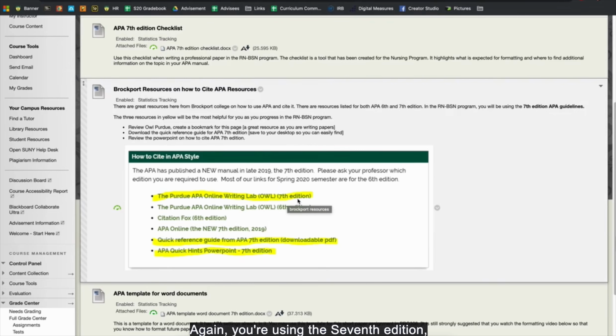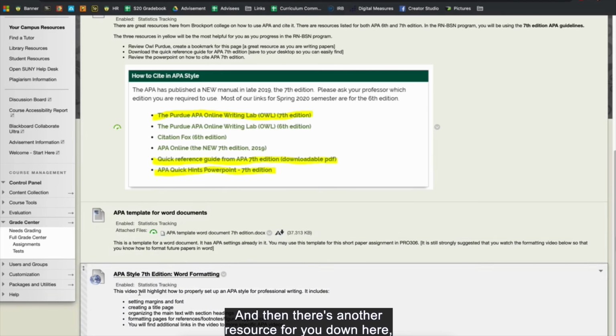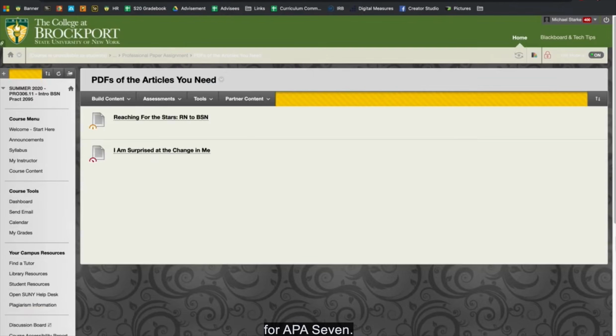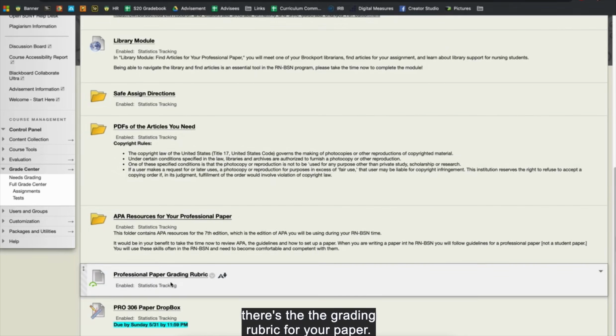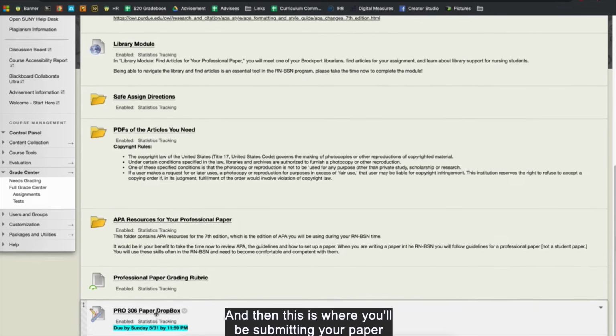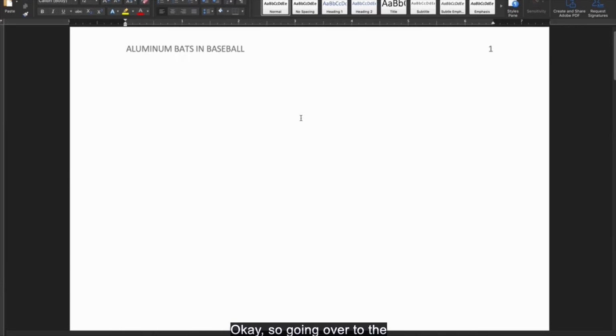Again, you're using the 7th edition. There is a template for Word documents that you can use for your paper. And then there's another resource for you down here on how to use Microsoft Word and format it for APA 7. Okay, and then lastly, there's the grading rubric for your paper, and this is where you'll be submitting your paper, to this Dropbox. Okay, so going over to a brief literature synthesis overview.